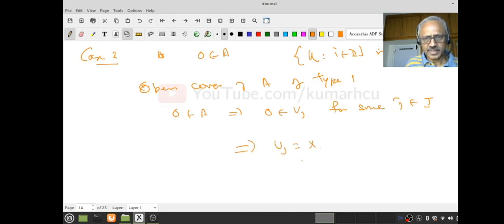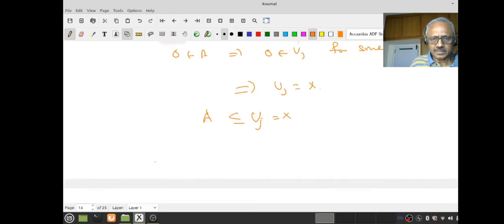You follow that? Therefore, my A is a subset of U_j itself, which is X. Therefore, I have found a finite subcover. That is, U_j is a finite subcover.